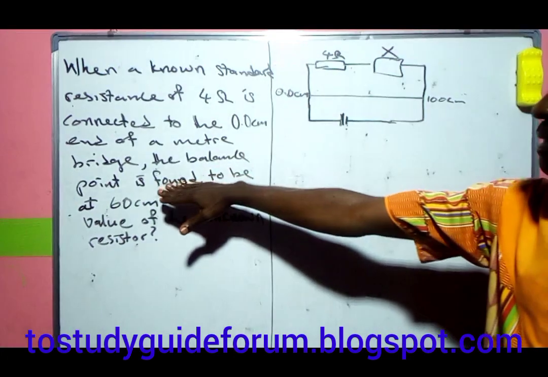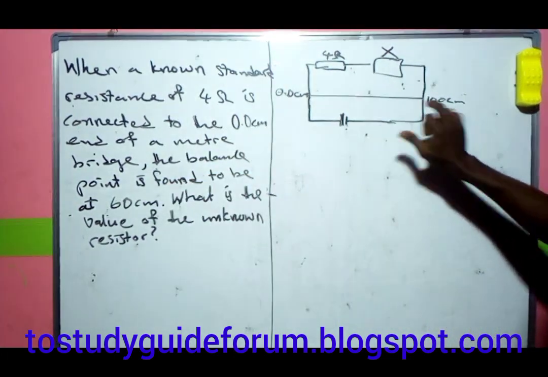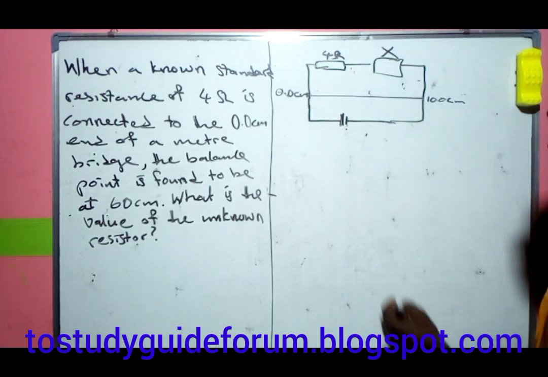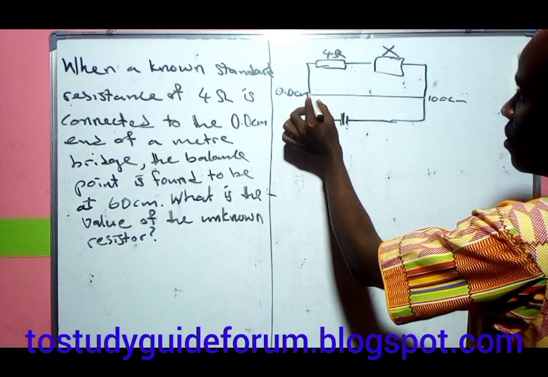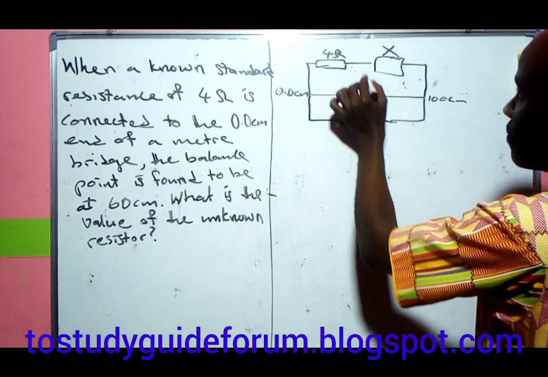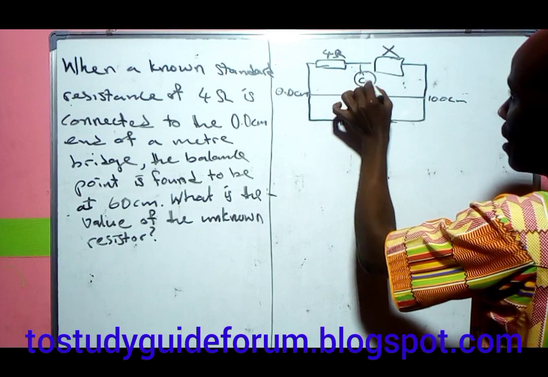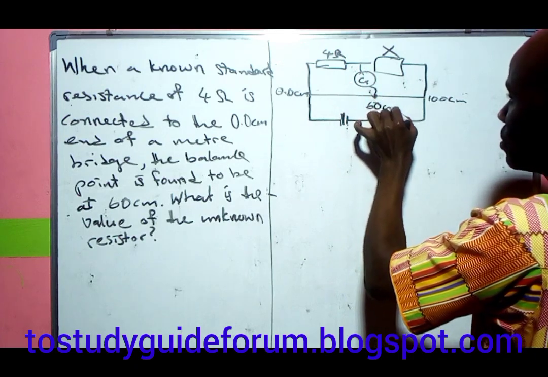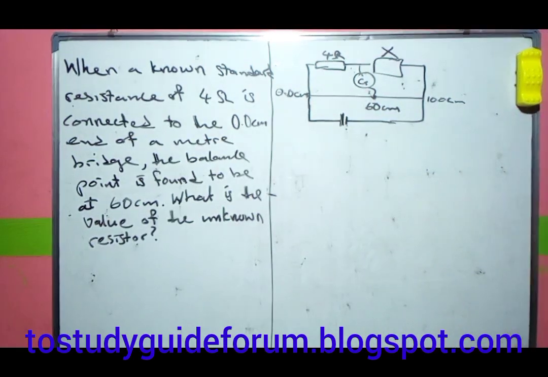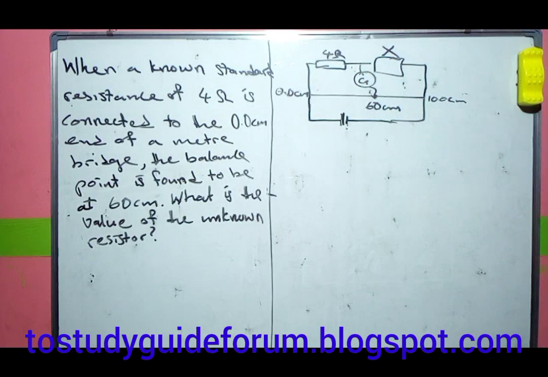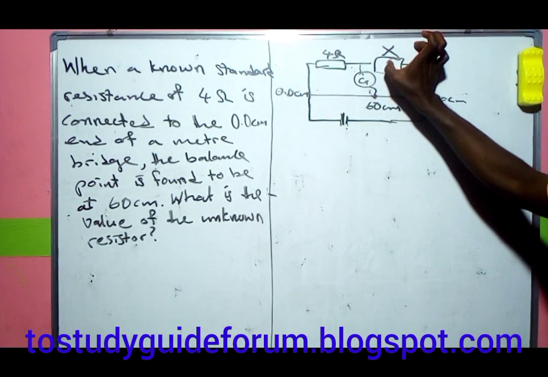So that the balance point of this is found to be where? 60 cm. So that means the balance point from this zero point to the other end is what? That means we have our galvanometer pointing at this point, which we have to be 60 cm. So what will be the value of this? Looking at this, what are we going to do here? We know the value of this, we don't know the value of the other one.